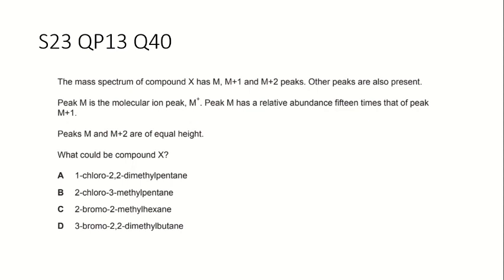This is question 40 from paper 1 in summer 2023. Now, this is a question on mass spectrum. So let's just process the information given to us in this question. It says that the mass spectrum of compound X has M plus 1 and M plus 2 peaks. Other peaks are also present.